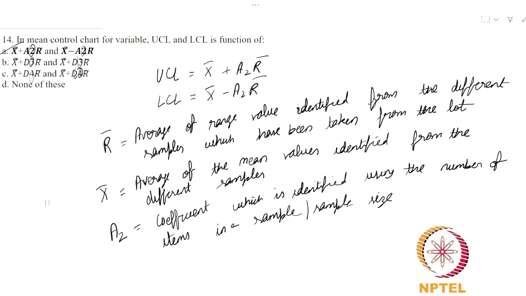Now this is a question where the upper control limit and lower control limit are to be found. This is the control chart for variables. The upper control limit is equal to X bar plus A2 R bar. X bar is the average of the mean values, and A2 is a coefficient which is identified using the number of items in a sample, or sample size.